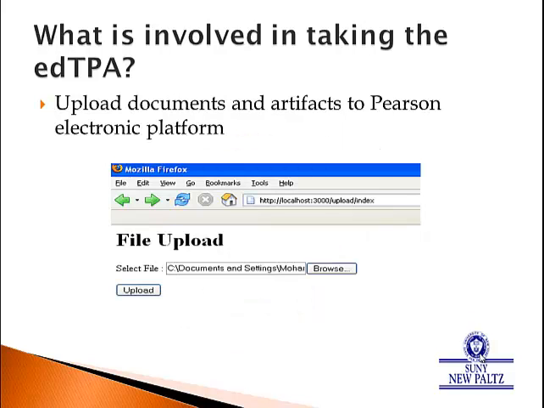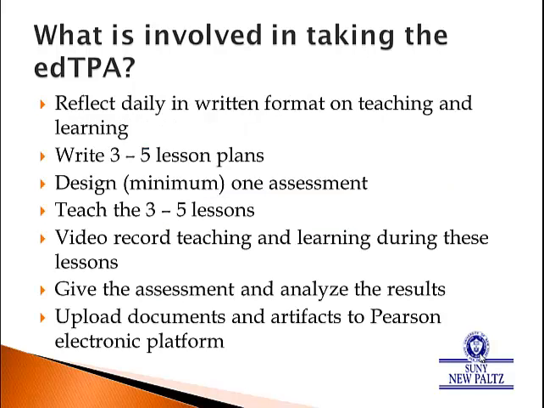Lastly, candidates upload required documents and artifacts to Pearson, where they are scored by evaluators who have been trained by Stanford University's Center for Assessment, Learning, and Equity. These are the components of the edTPA in a nutshell.